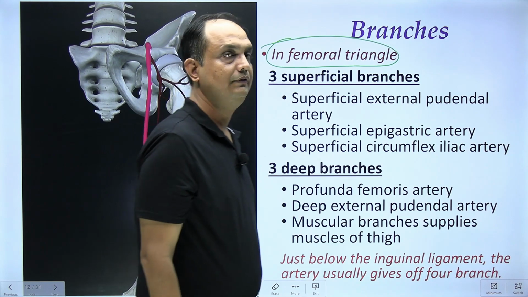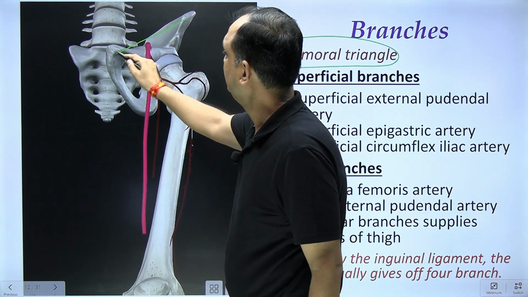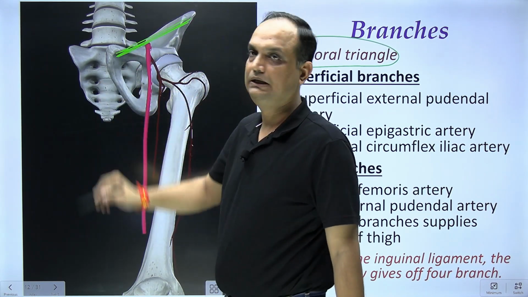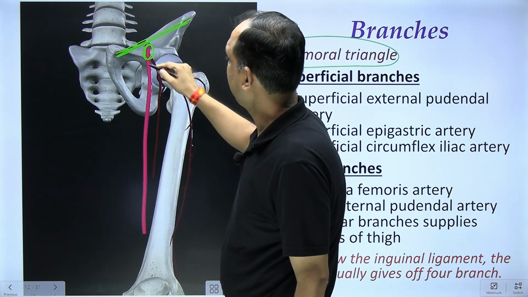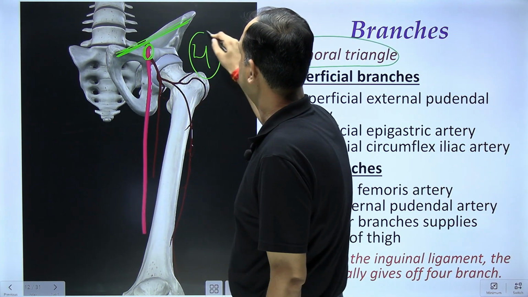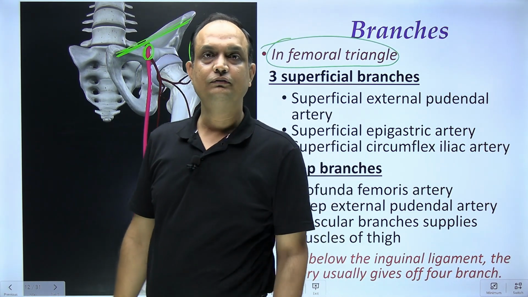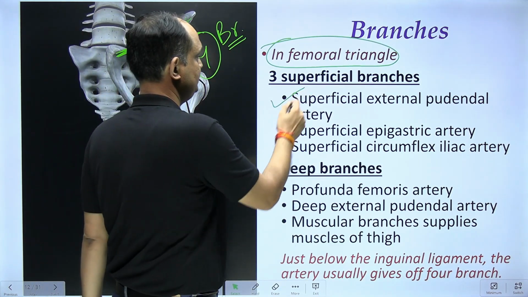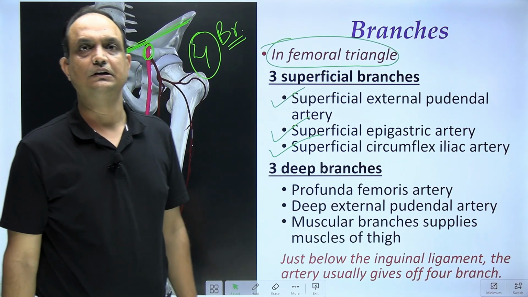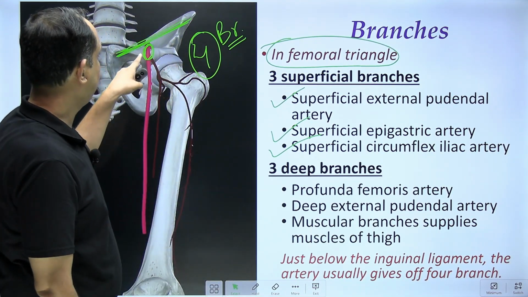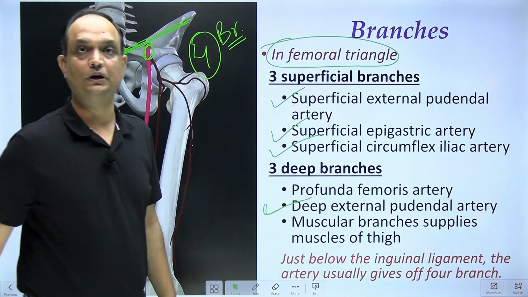So, my dear students, when you will see the femoral artery, now this is your femoral artery which is entering into the thigh by passing below the inguinal ligament. Now, in this region below the inguinal ligament, this artery will give total 4 branches. Out of these 4, the 3 are superficial external pudendal, superficial epigastric, superficial circumflex iliac. And there is one more artery which is arising just at this level, is the deep external pudendal.